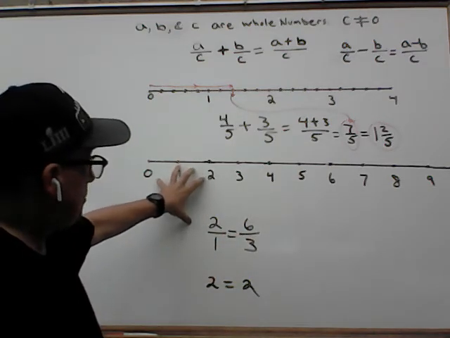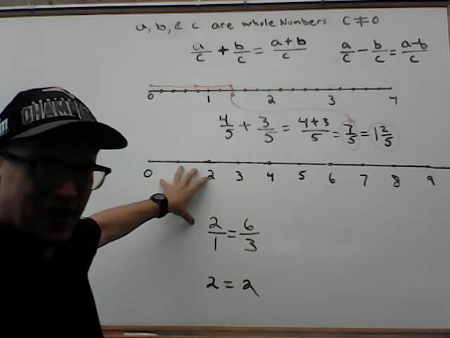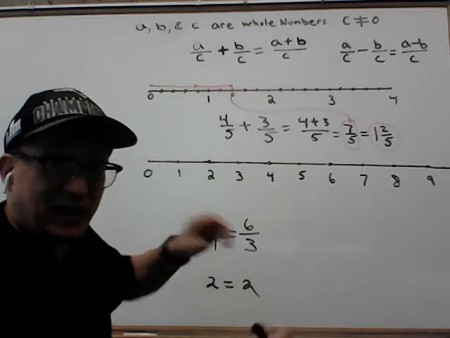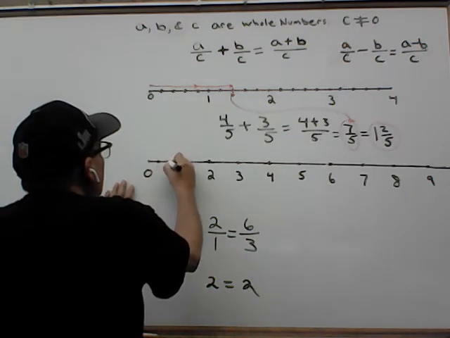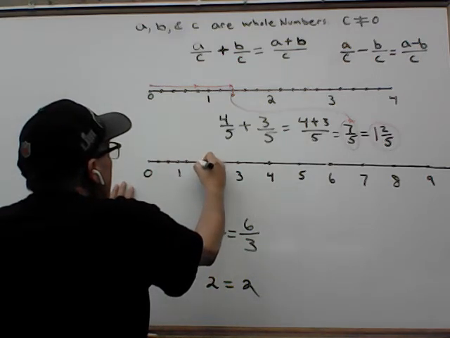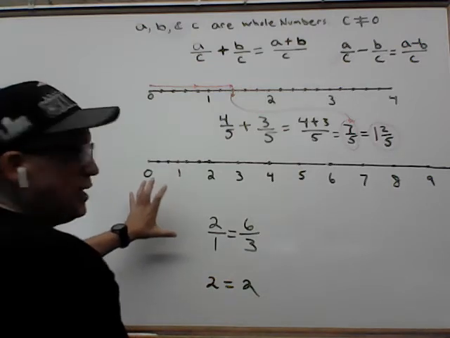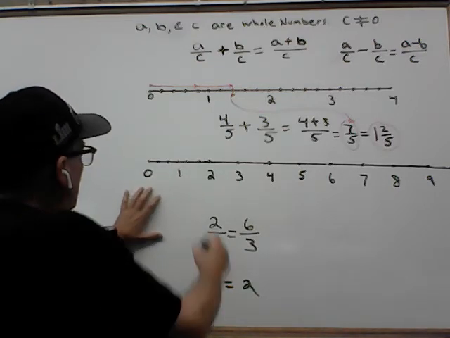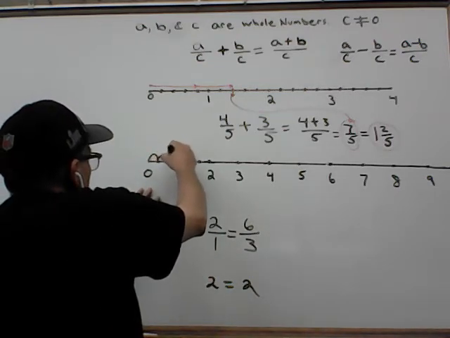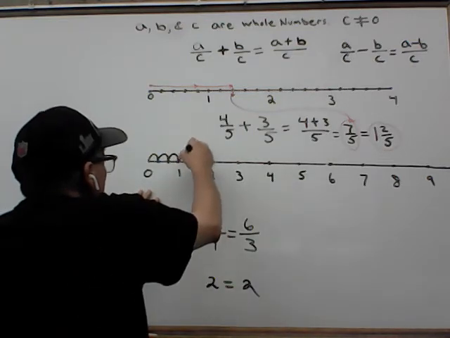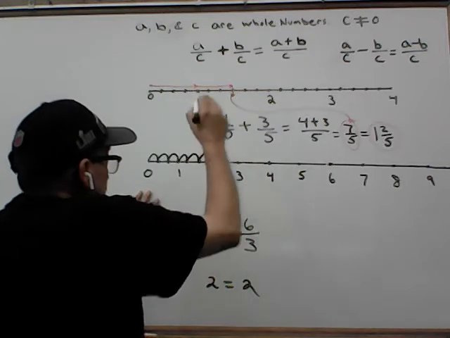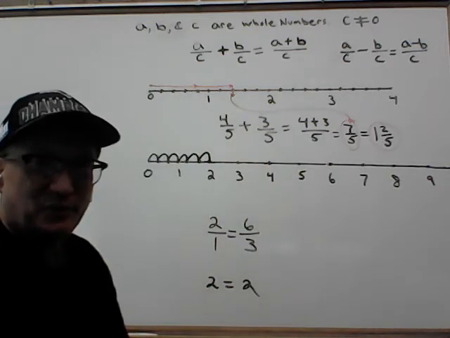So let me come back up here. This was the whole number line. Up until now, I haven't made it into a fraction number line. But what if I put a point here, a point here, a point here, and a point here? Well, now I have a thirds number line. 1, 2, 3/3 lands us at 1. And then 4/3, 5/3, 6/3 lands us at 2.